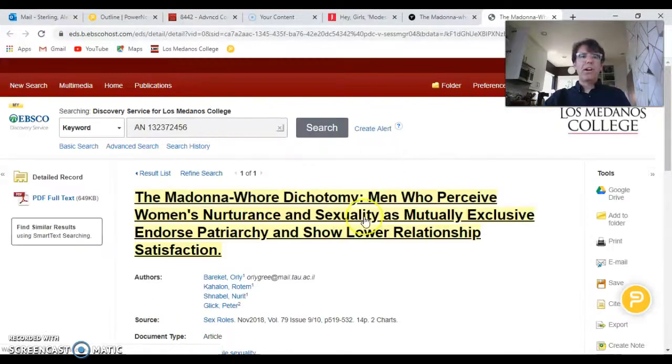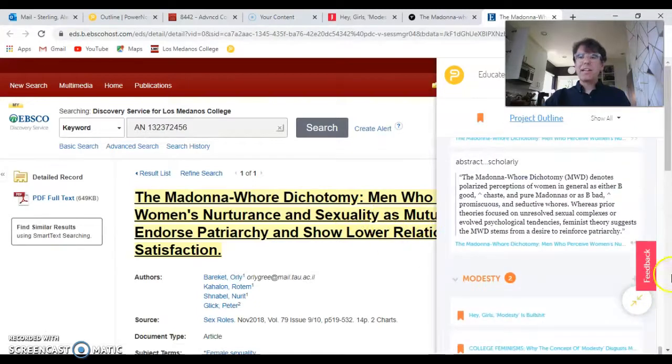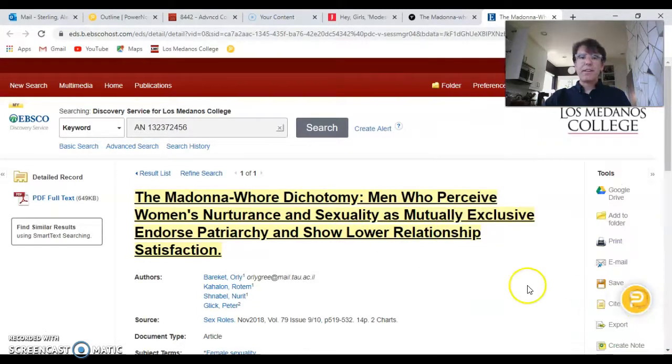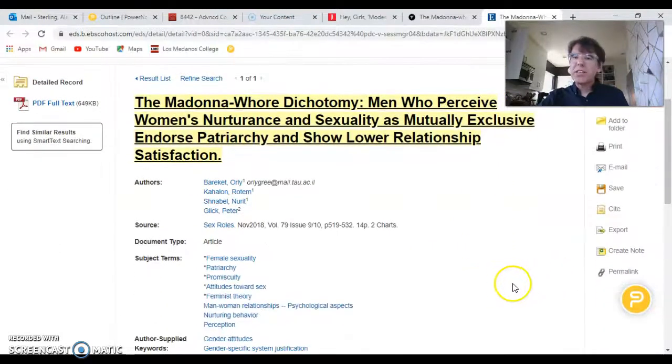So this one's taking a while. Notice that we've gone to the LMC library here. So this is a scholarly journal article that I found using the library database. And you should look there too. So let's look at the title. The Madonna-whore dichotomy, men who perceive women's nurturance and sexuality as mutually exclusive, endorse patriarchy, and show lower relationship satisfaction.